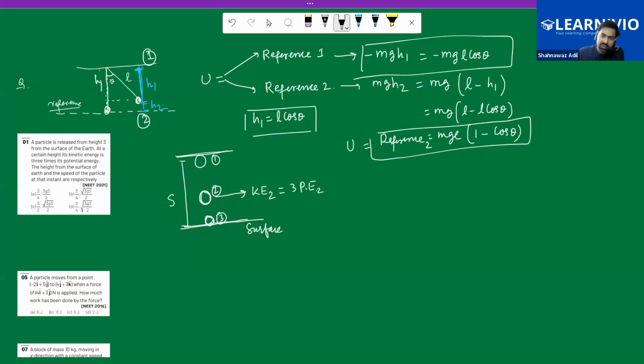Right, this is, let's say, 2. And the height from the surface of the earth and the speed of the particle at that instant are respectively. So what is this height that we have to find out, and what is the speed of the particle at this point? That thing we have to find, right? So what is the idea that we have to apply in this question? What is the idea?